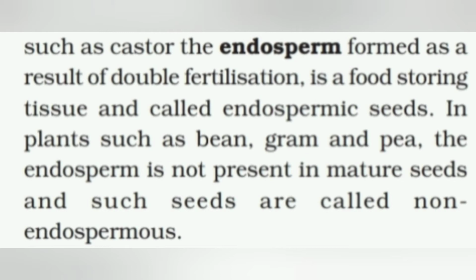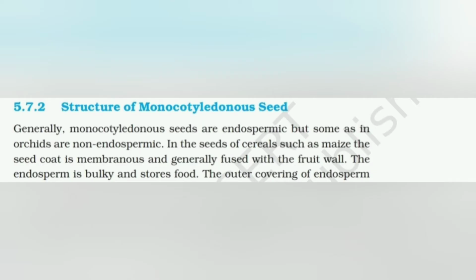In endospermic seeds, endosperm remains after fertilization also. Monocot seeds. Structure of monocot seed. Generally, monocotyledon seeds are endospermic, but some, as in orchids, are non-endospermic. In the seeds of cereals such as maize, the seed coat is membranous and generally fused with the fruit wall. The endosperm is bulky and stores food.